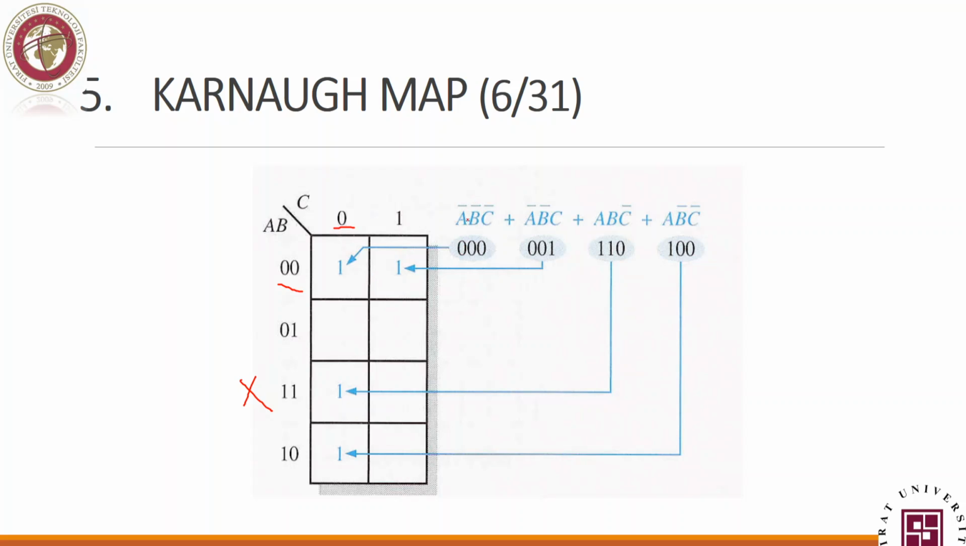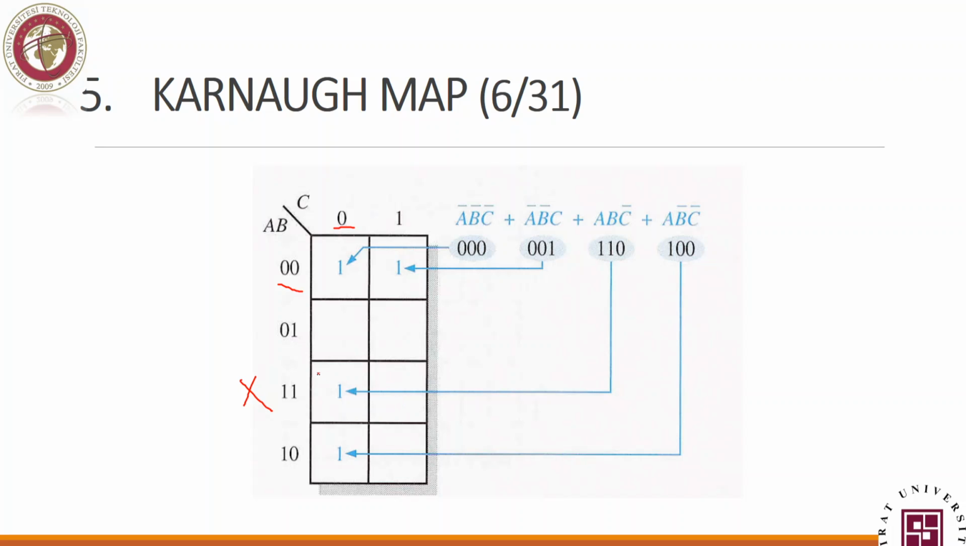So we have A bar, B bar, C bar. This is A bar, B bar, C bar, this one. 0, 0, 0, sorry, 3 zeros. Okay. Then A bar, B bar, C, 0, 0, 1. Okay. Then A, B, C bar, A, B, 1, 1, C bar, 0. Then we have 1, 0, 0, or A, B bar, C bar. You have already placed these ones. Do not provide zeros here. Just leave it empty, blank, the way it is.